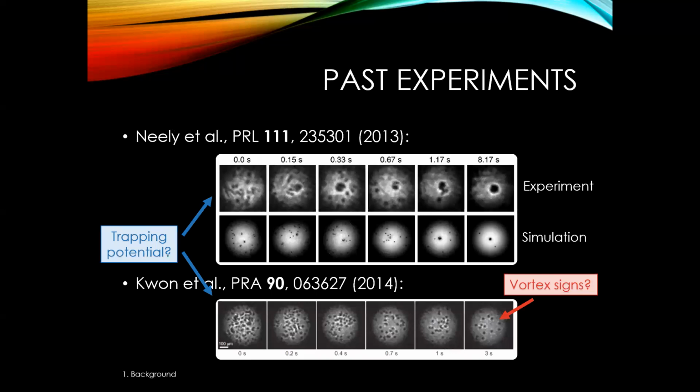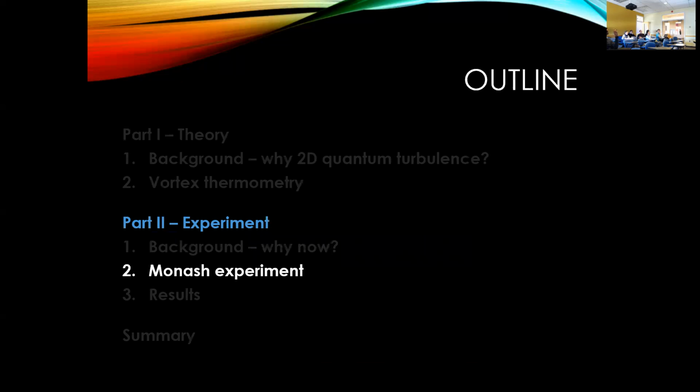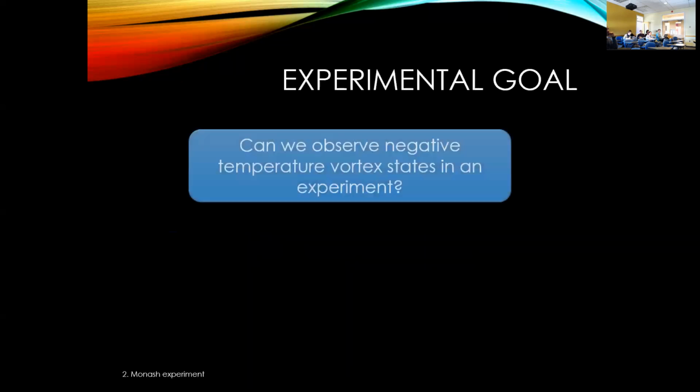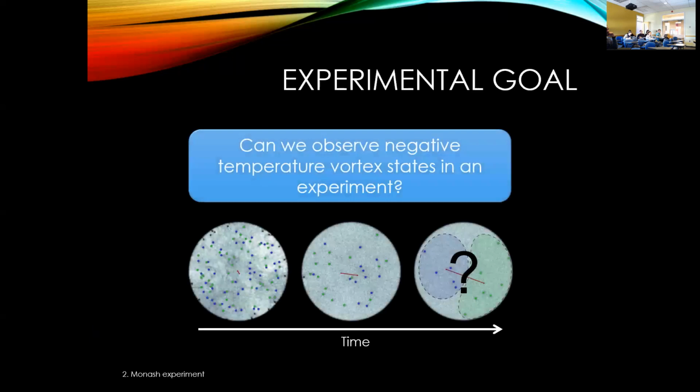So going back to these early experiments, now we've got a way to measure the vortex sign. And now we also can play with the trapping potential and do whatever we want. So in the next generation of experiments, we were able to look at this clustering behavior. It wasn't really possible before. So this takes me to what was done at Monash University about 1.5 years ago now. And so the goal of this experiment, as you might have guessed already, was to look for these negative temperature clustered states, because that hadn't been done before.